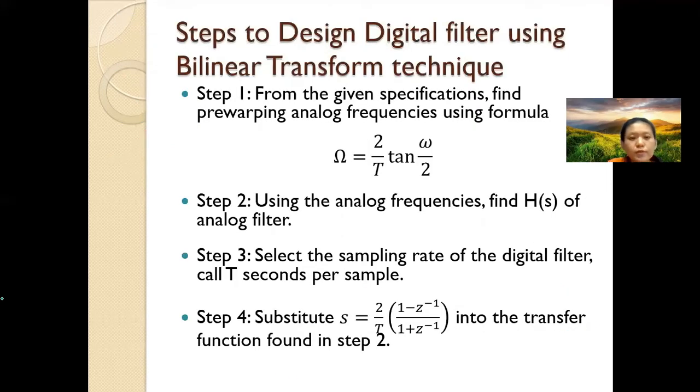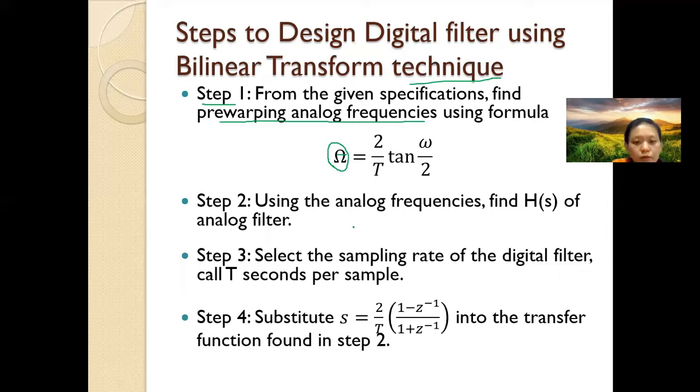Now we go to the steps to design the digital filter using the bilinear transformation technique. Okay. First step, from the given specification, we have to find our pre-warping frequency, which means our omega in analog form, equals to 2 divided by T tangent omega digital divided by 2.